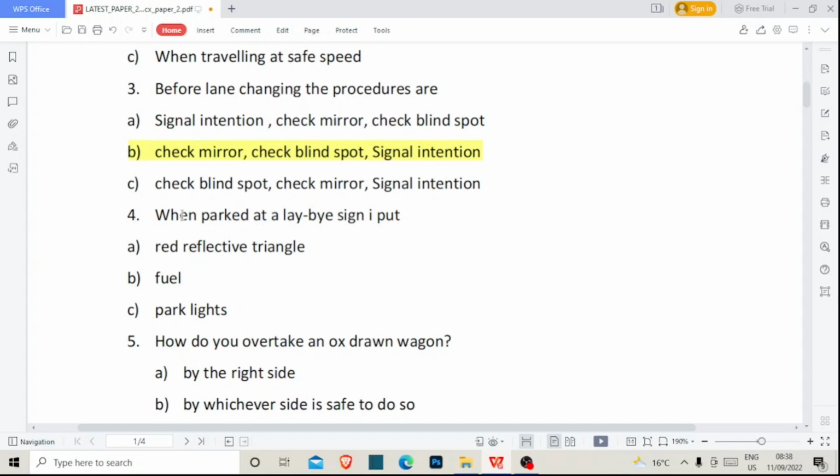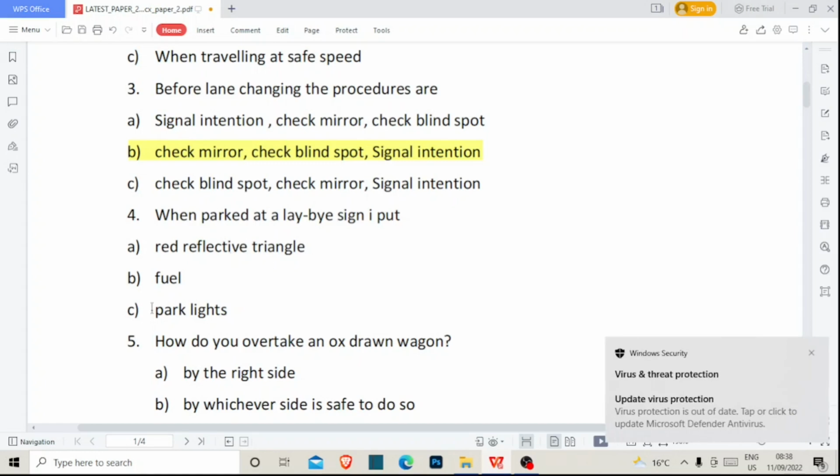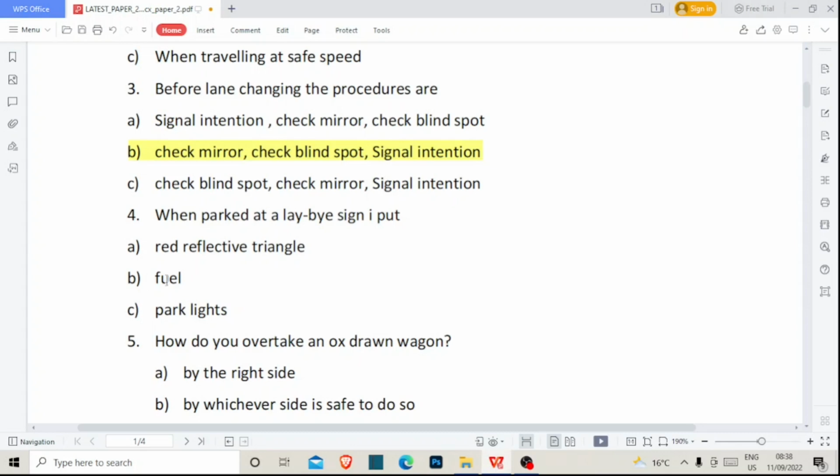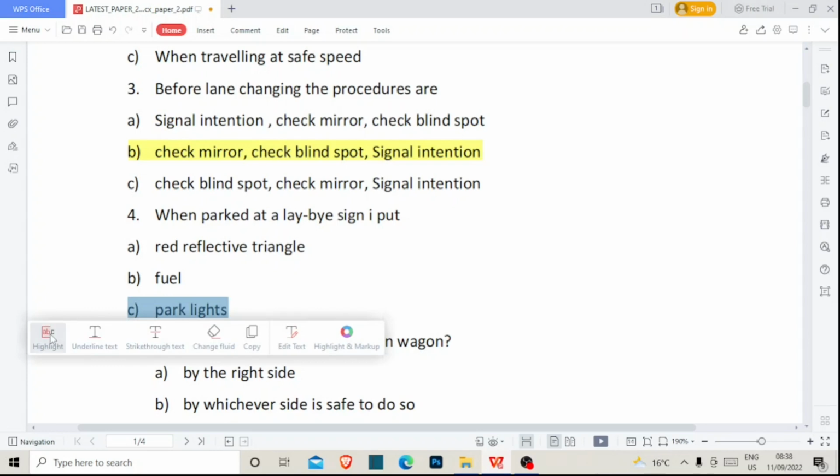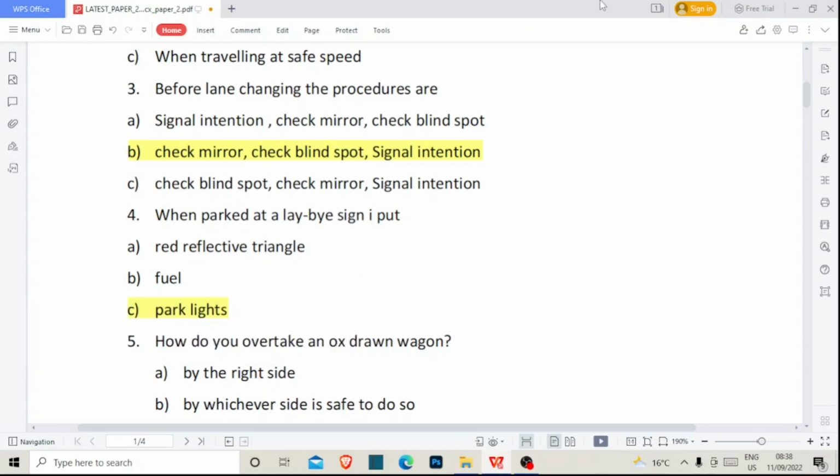Then number 4, when parked at a lay-by sign, do you put on red reflective triangles, or park lights, or fuel? So what do you do when you park at a lay-by or park signs? The correct answer is that when you are parked at a lay-by sign, you should put on the park lights, because you are parked. So park lights make sense.